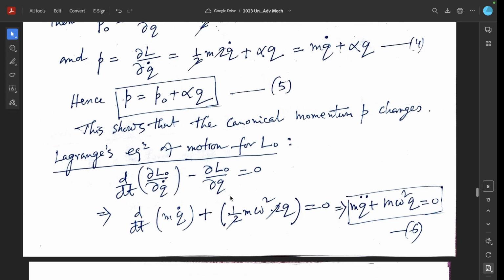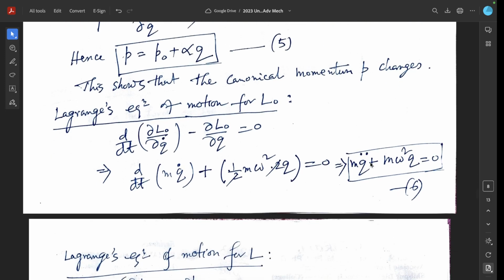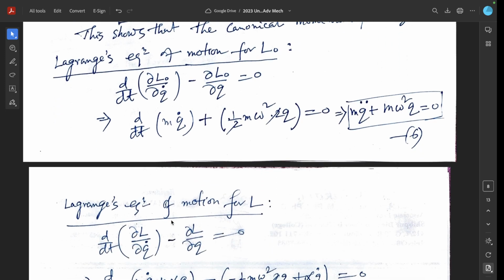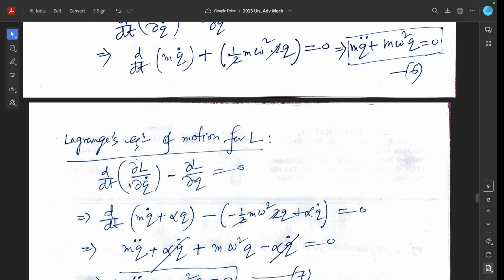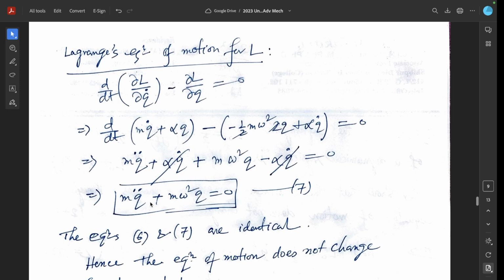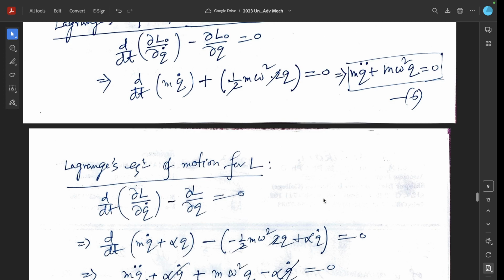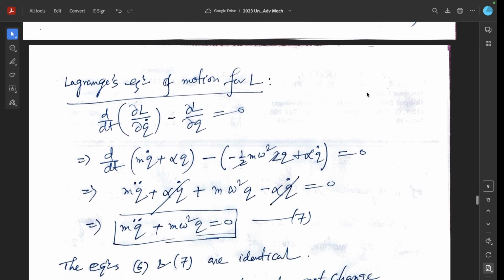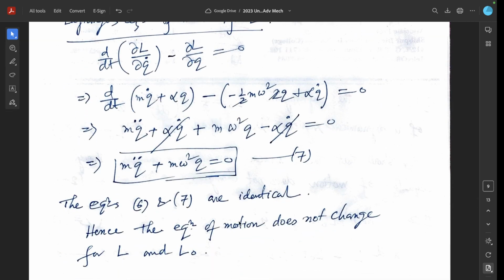The Lagrange's equation of motion for L0 is d/dt of del L0 by del q dot minus del L0 by del q, so we get m q double dot plus m omega squared q equal to 0, equation 6. And Lagrange's equation for L, d/dt of del L by del q dot minus del L by del q equal to 0, gives m q double dot plus m omega squared q equal to 0, equation 7. Notice that 6 and 7 are identical. Hence, the equation of motion does not change for L and L0.